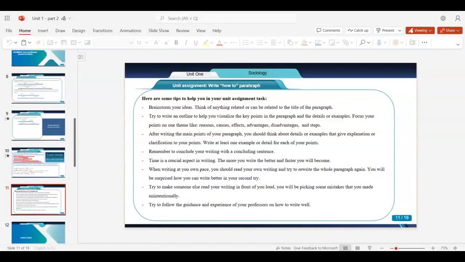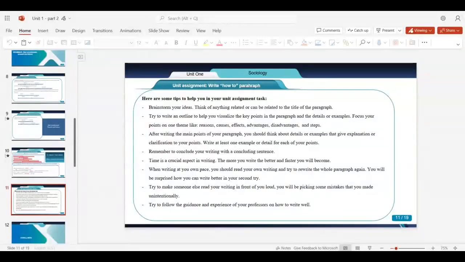So for writing you need just practice. For practice, you can make it better when writing at your own pace. You should read your own writing and try to rewrite the whole paragraph again. Try to make someone else read your writing aloud in front of you. You will pick up some mistakes that you make unintentionally. Try to follow the guidance and experience of your professor on how to write well.